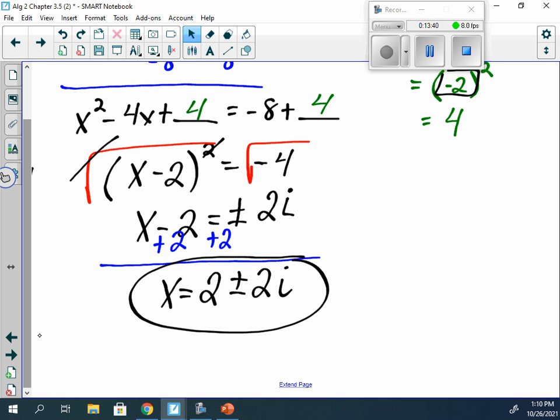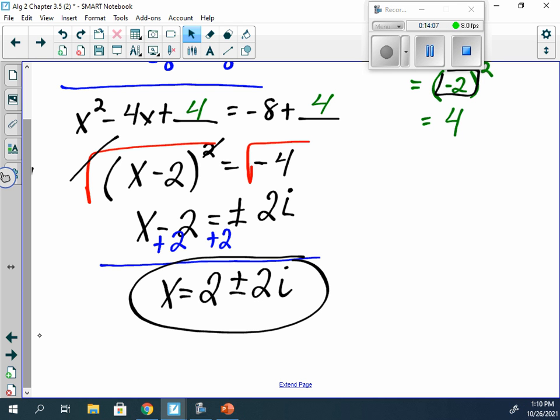Well, since I know that I have complex terms, could I solve this by graphing? Could we solve this one by graphing? Well, no, because this here would be one where the graph does not cross the x-axis. It's our no real solutions. Because 2i is not a real number. So this here is not a real solution. It is our complex solution. So we can't solve it by graphing.